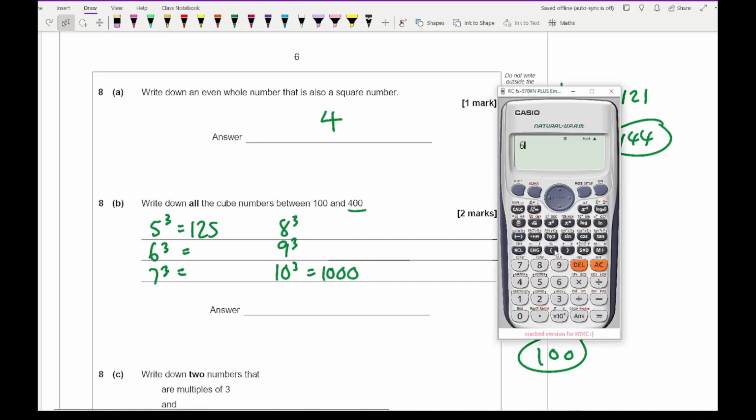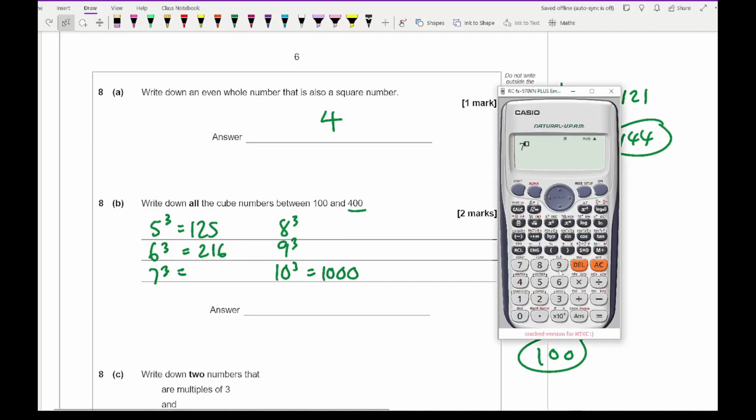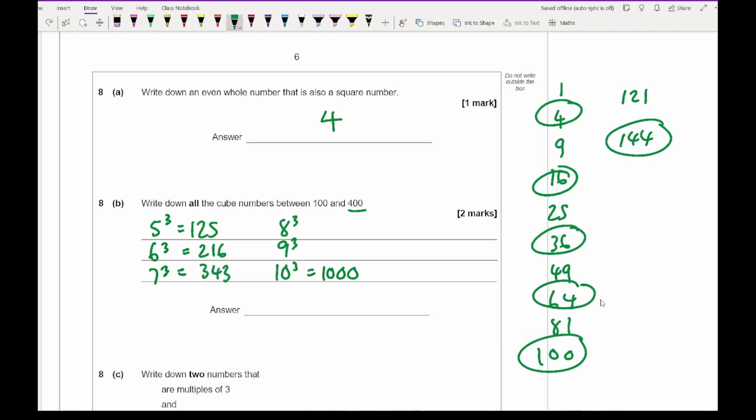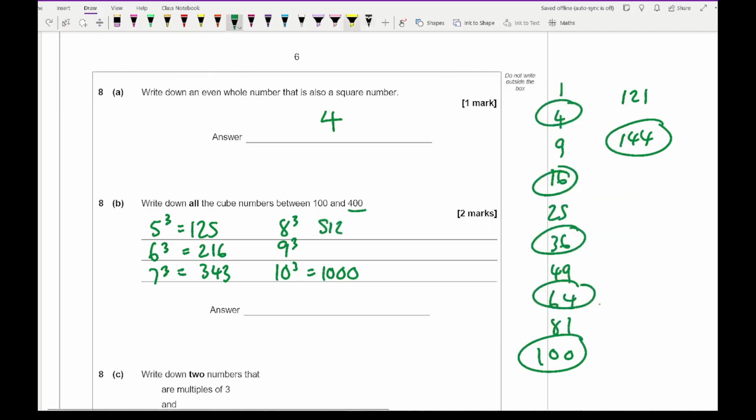So if I then do 6 cubed, which is 216, 7 cubed, which is 343, and then 8 cubed, which is 512. Now I don't need to continue because the only ones I want are between 100 and 400, so my correct answer should be 125, 216, 343.